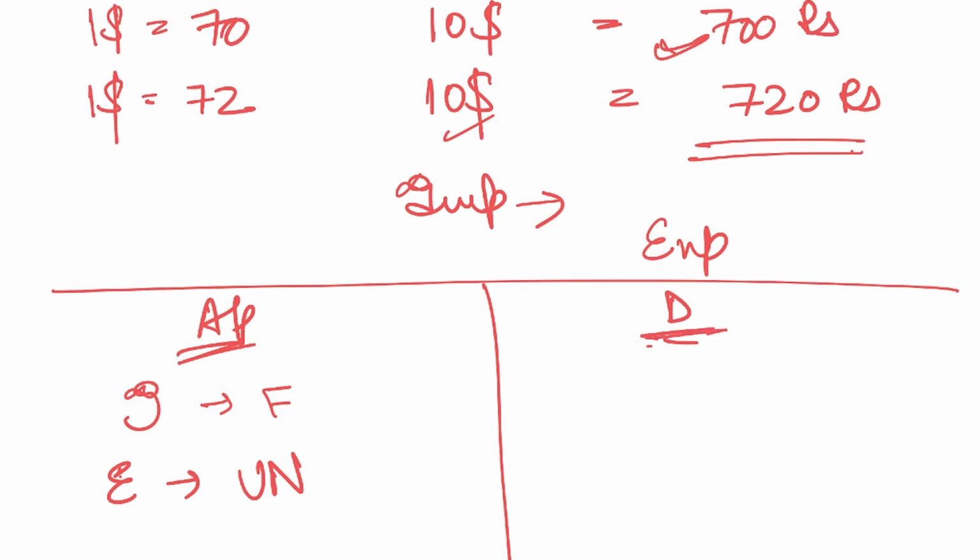And in case of depreciation, the importer will be in an unfavorable position. How? Earlier it used to pay 700 to clear a bill of $10. Now it has to pay 720 to clear the bill of $10. So in case of depreciation, the importer is in an unfavorable position and the exporter is in a favorable position. I hope it is clear how appreciation and depreciation work.